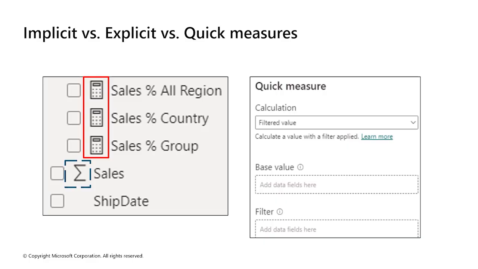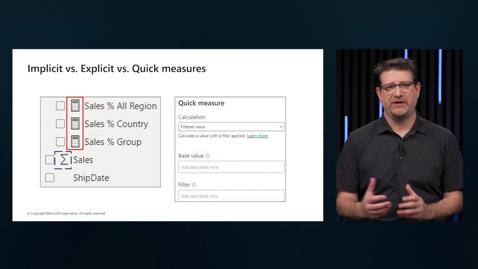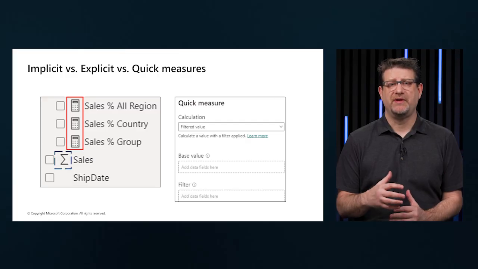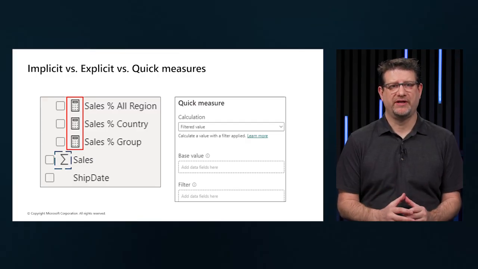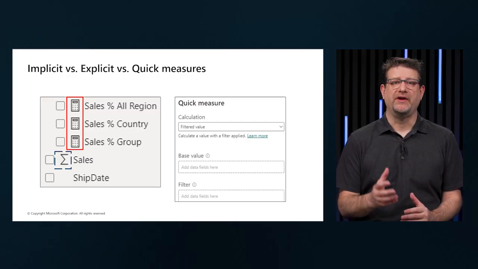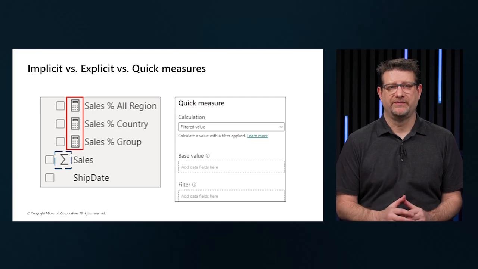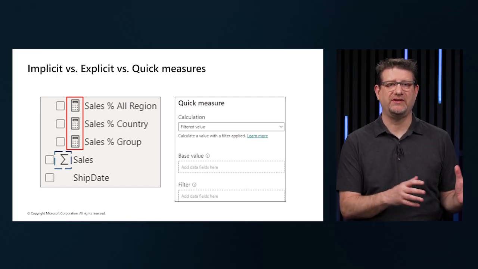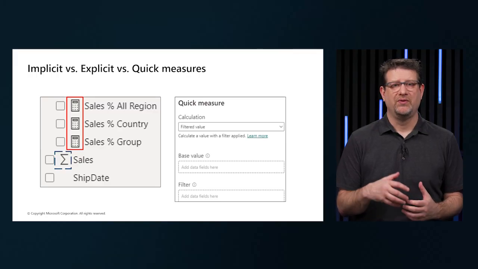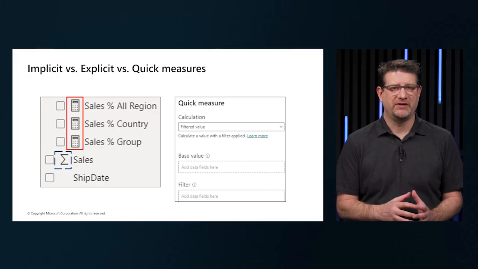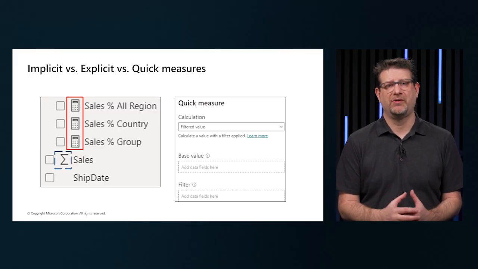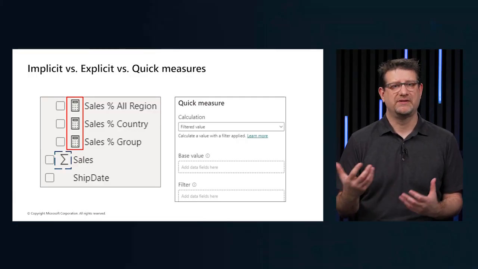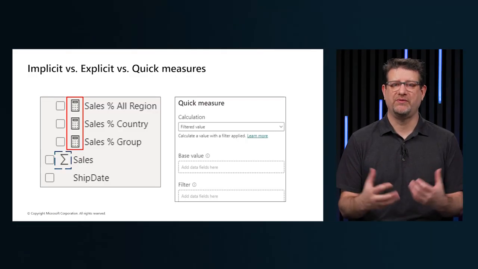Explicit measures, on the other hand, are intentionally created measures where we define the calculations in the formula bar. With explicit measures, we have full control over the calculation logic. They're indicated by a calculator icon. And quick measures are predefined calculations in Power BI Desktop designed to assist beginners. While there are a limited number of available calculations, we can easily select the appropriate fields, and Power BI generates the measures for us. This helps us learn DAX and helps us achieve what we want to do.